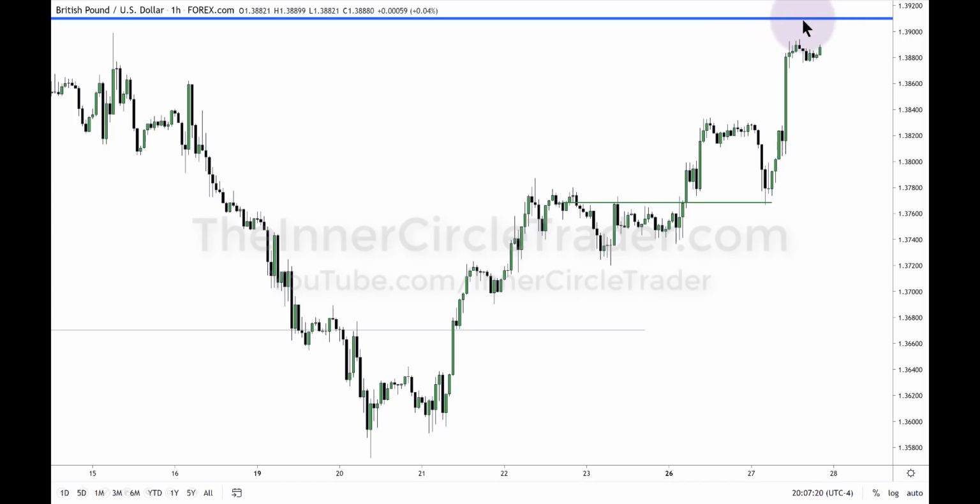This is that area where the buy stops are. This level and higher is where those buy stops reside, so it's drawing price up there.